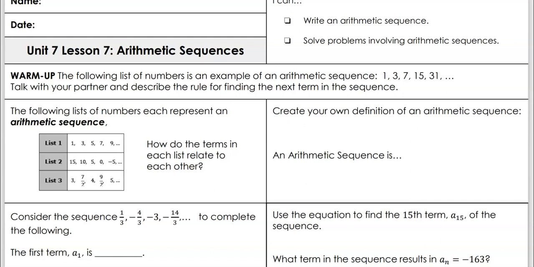All right, so our warm-up today says the following list of numbers is an example of an arithmetic sequence. So we have 1, 3, 7, 15, 31. You were talking to each other, and it wanted to know what was the pattern, what was the rule that we could then use to find the next number in the sequence. So who has an idea of how each one became the next?